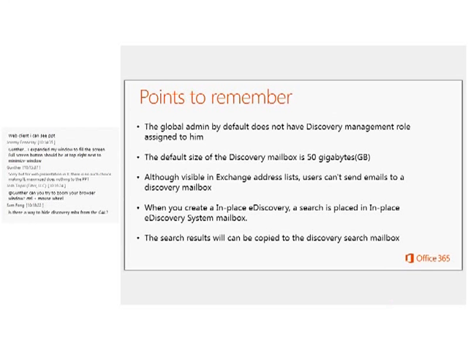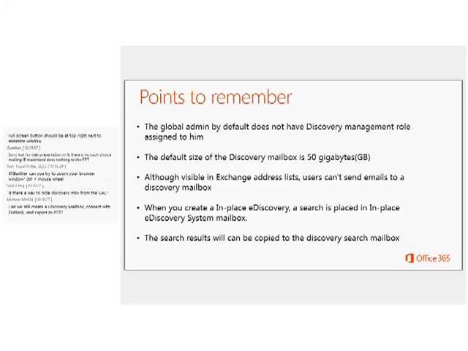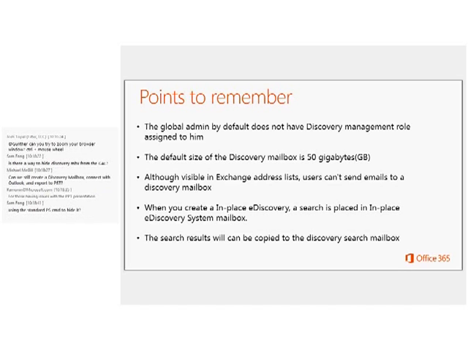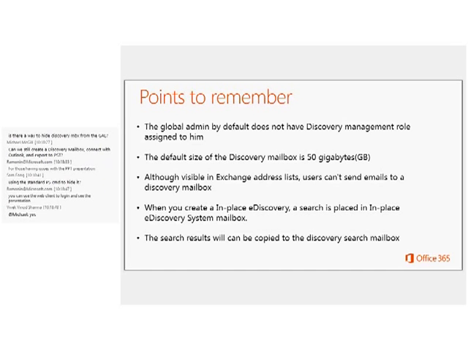Also, when you create an in-place eDiscovery, a search is placed in an in-place eDiscovery system mailbox. It's not a system mailbox you can see. And the search results will be copied to the Discovery Search mailbox. Even if you haven't done a Discovery Search before, I would suggest that you do one so you're familiar with the process and know how to go through it. That way, when you are asked for this information, you're able to go and get it for whoever's requesting it.